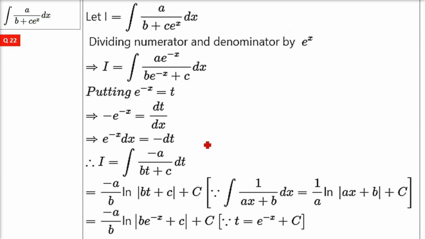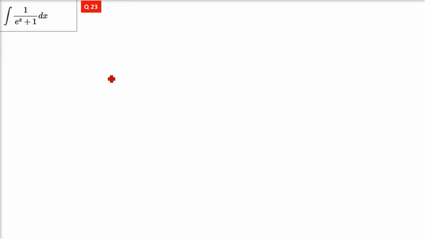This is how you are going to write it, dividing numerator and denominator by e raised x, putting I, capital I, what you have written here, and since 1 by ax plus b integration is this thing, all this has to be written, right? So the next question is almost similar to this question. If you understood this, this one will be very easy to you.